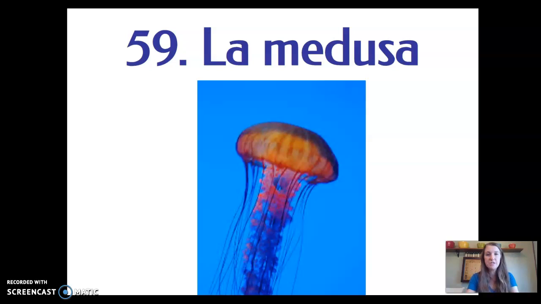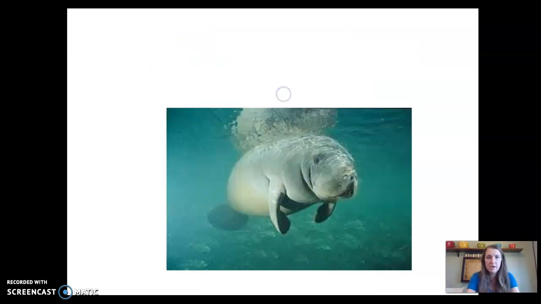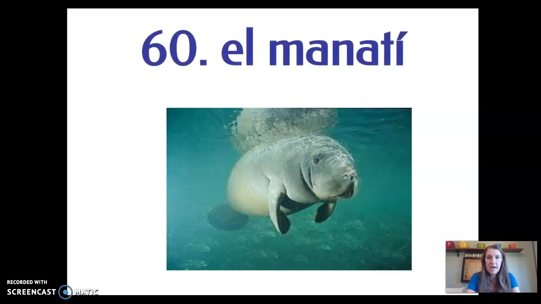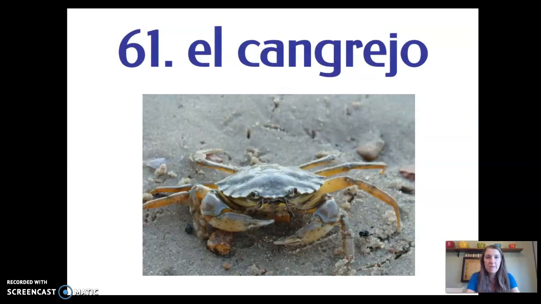Jellyfish, la medusa, which is kind of interesting because if you think about Medusa, the, I guess, like mythical lady, goddess person, she has snakes in her hair, right? So this isn't really snakes, a jellyfish, but sort of related, I guess. El manatí, basically pronounced the same way with a little bit of a stress on the end. El manatí. And a crab, el cangrejo. Remember, J makes an H sound. El cangrejo.